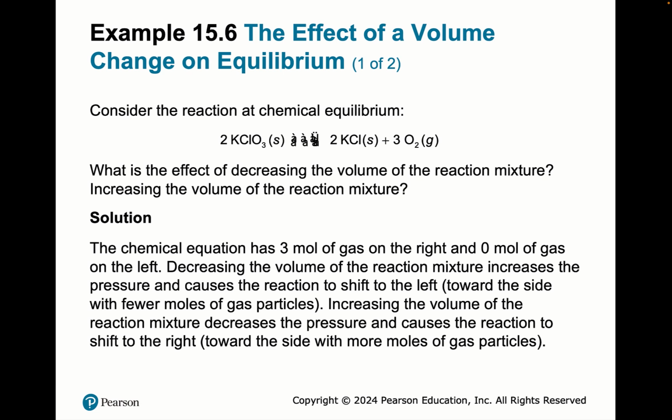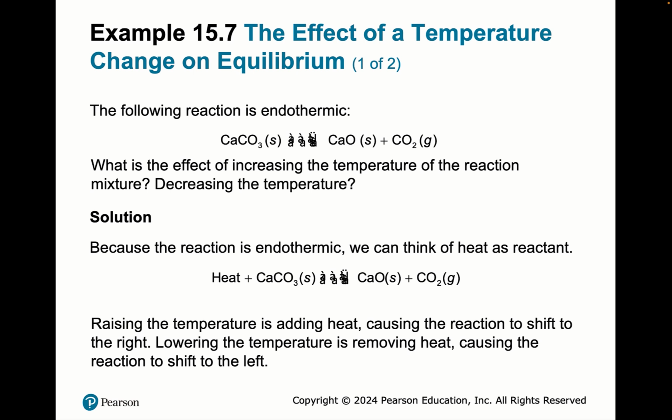Same thing. Decreasing the volume is the same thing as increasing the pressure. So what is the effect of decreasing the volume? Decreasing the volume is increasing the pressure, and you shift left, towards the side that has fewer moles of gas. And the same thing with increasing the volume: it's the side that has more moles of gas. You shift that way, and so you shift right for increasing the volume. So the system is responding to the stress by trying to counteract that stress.